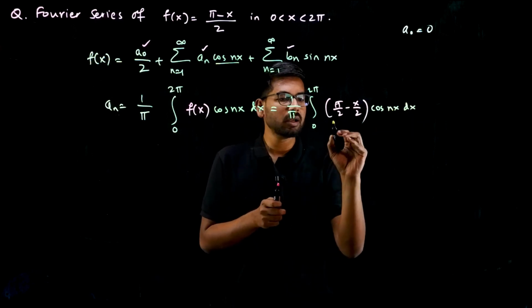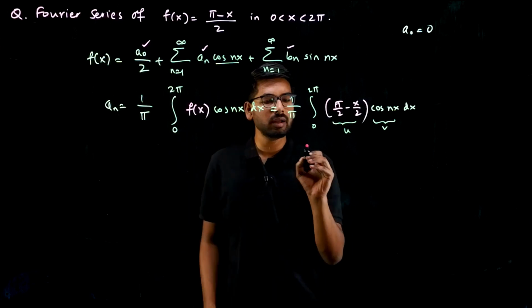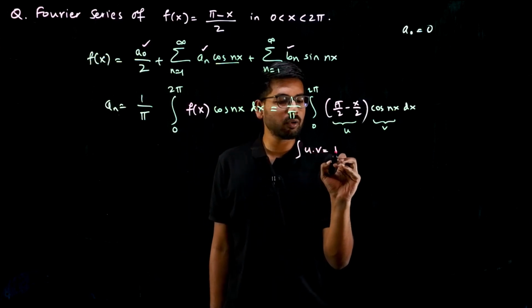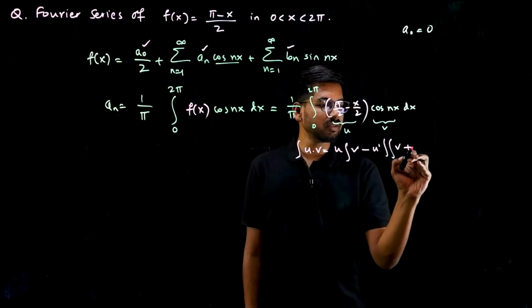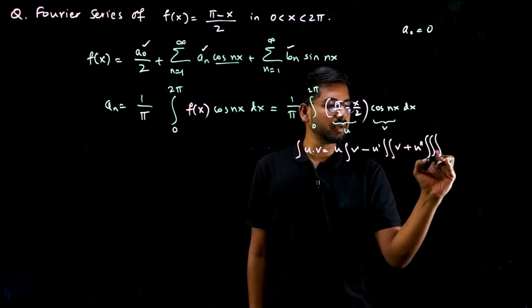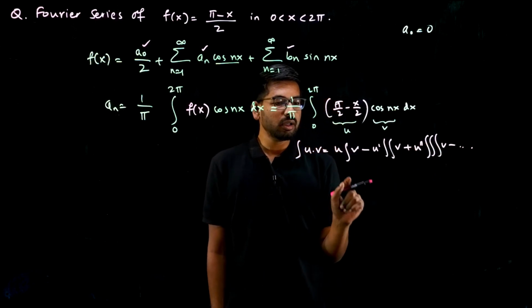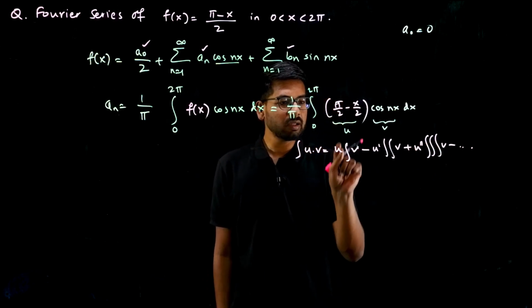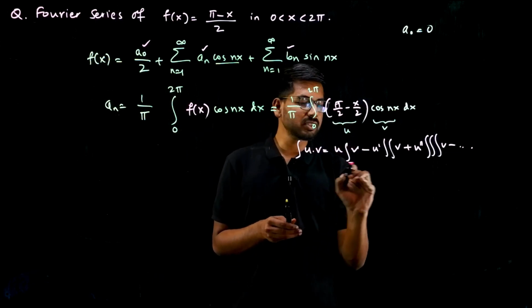So this is simply a u into v integration. What is the integration of u into v? Integration u dot v is equal to u into integration v minus u dash into 2 times integration v plus u double dash into 3 times integration v minus, and so on. The formula goes on. This formula works only when u is a polynomial, which is the case here. So we only need these first two terms.